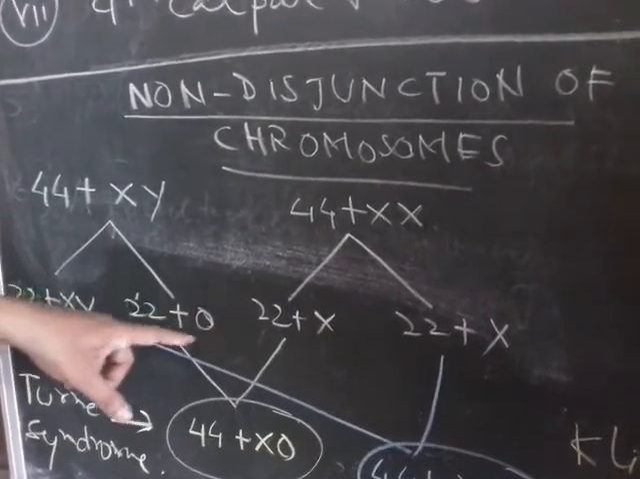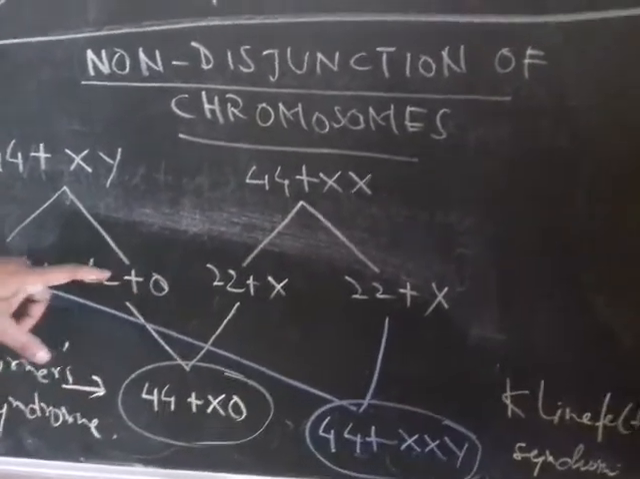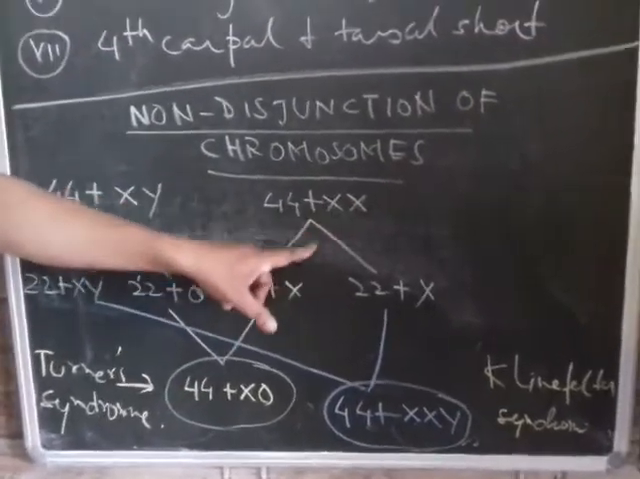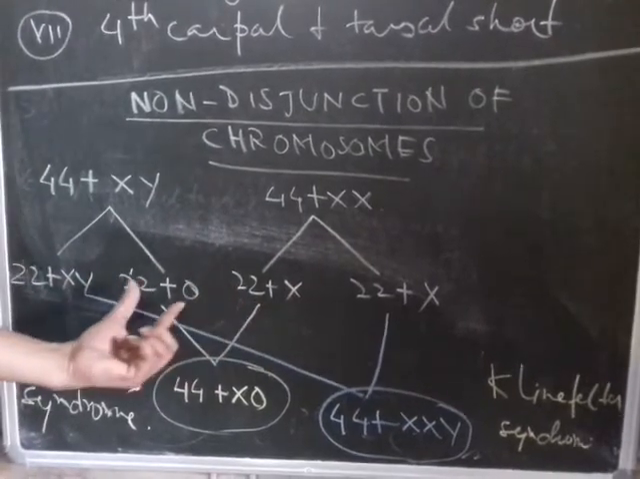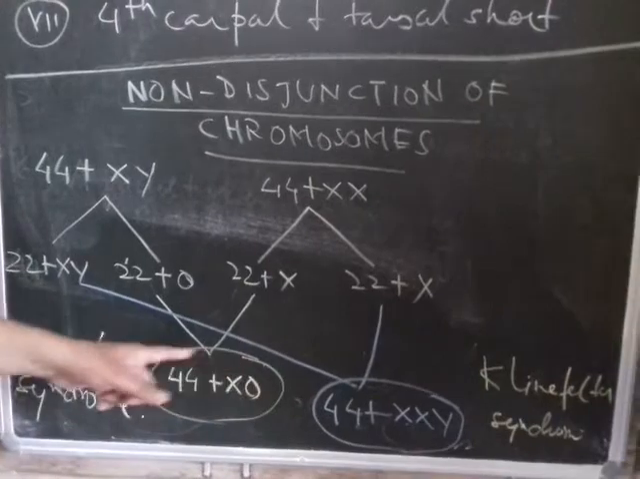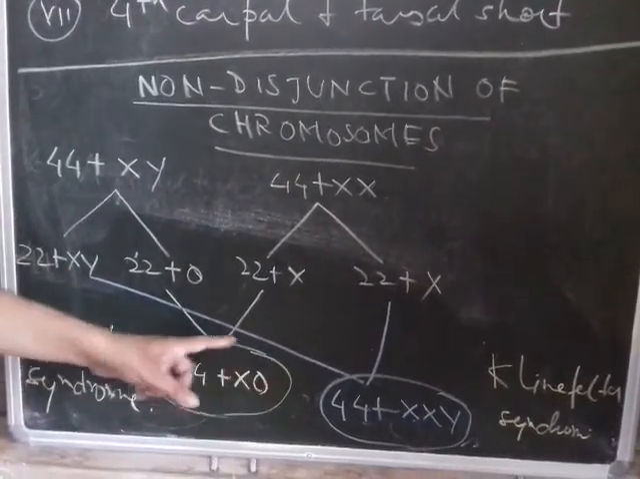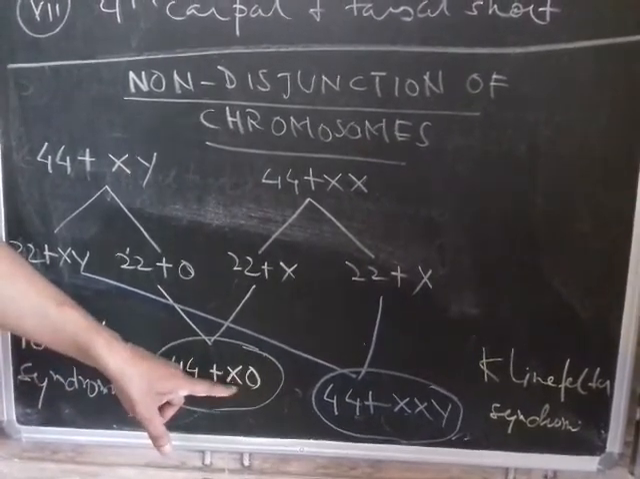That means in this particular gamete, there is no sex chromosome. Now if this 22 plus 0 fertilizes with 22 plus X, which is coming from the normal meiosis of a female, then this 22 plus X and 22 plus 0 forms 44 plus X0. This particular zygote, which develops into an individual, will have 44 plus X, meaning 45 chromosomes.